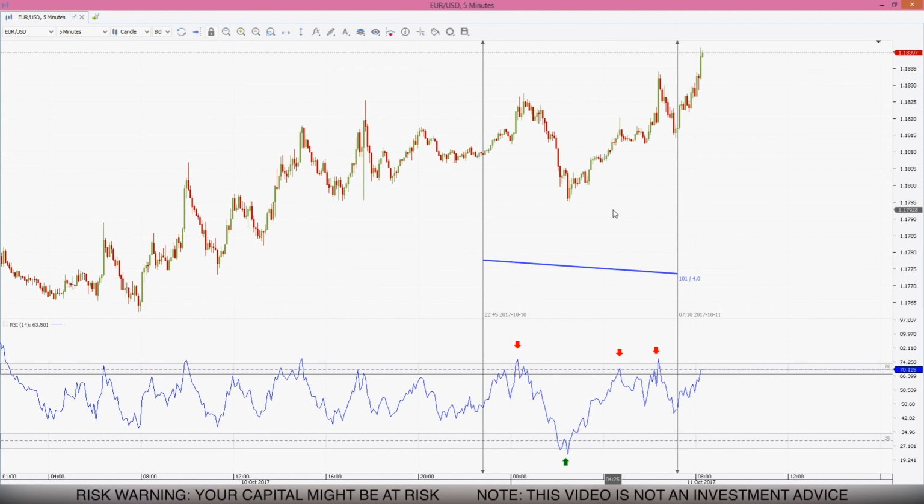Now, how to trade binary options with the RSI when the market trends. That's the subject of our second part in this RSI explanation. Stay tuned for the second part, please.